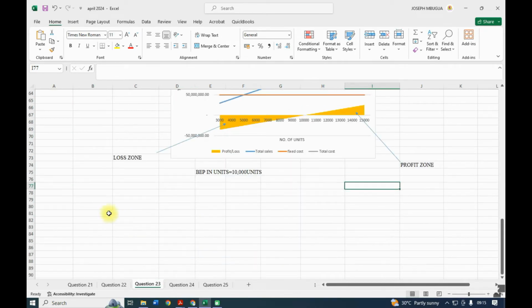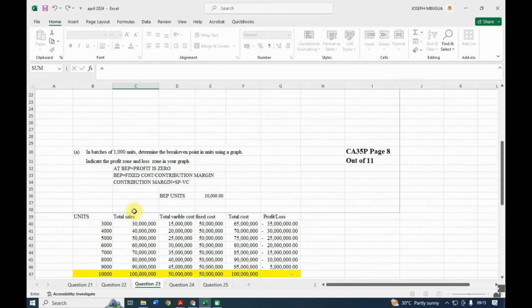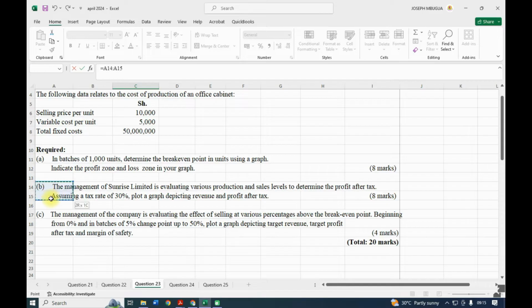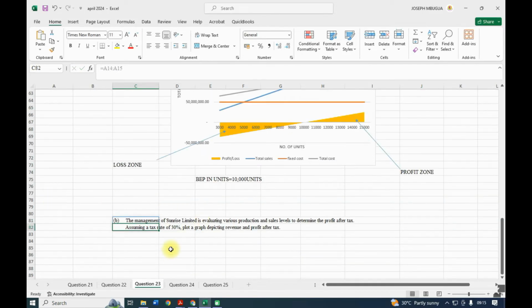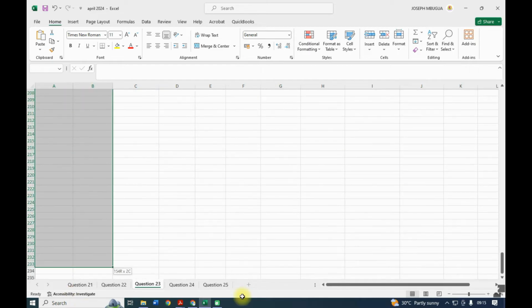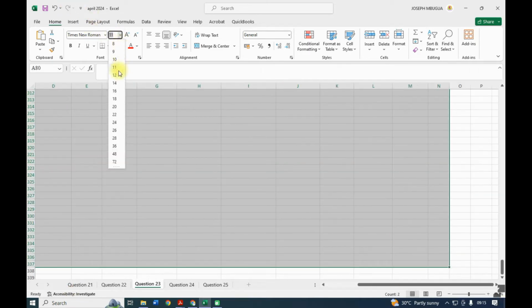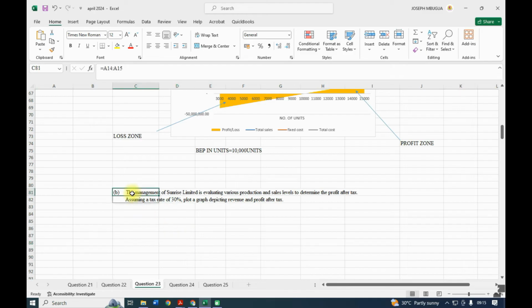So the second part of our question, where we need this one. We are told the management may increase the size here to 12. So the management of Sunrise Limited is evaluating various production and sales levels to determine the profit after tax. Assuming a tax rate of 30%, plot a graph depicting revenue and profit after tax. So we need the profit after tax.